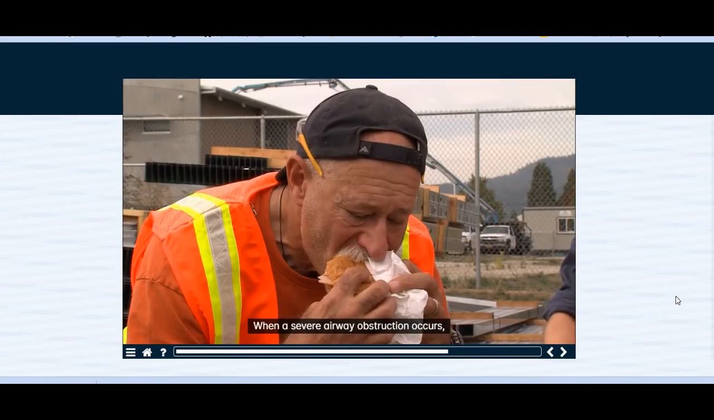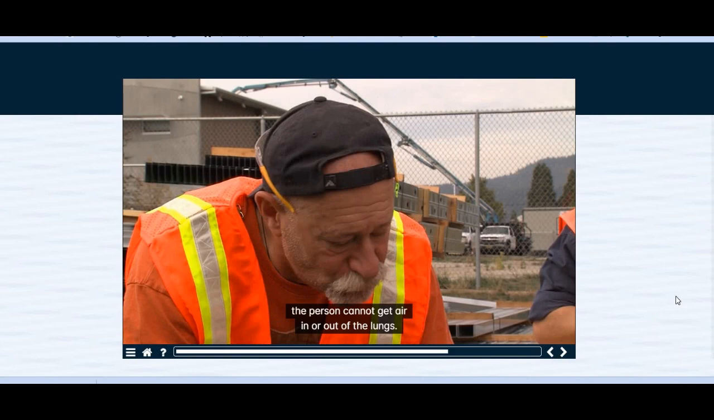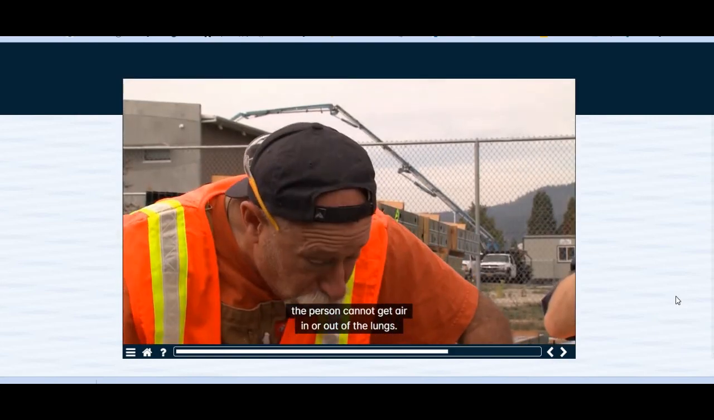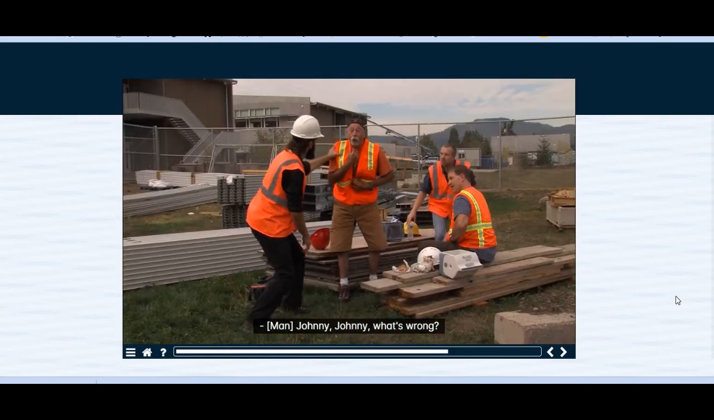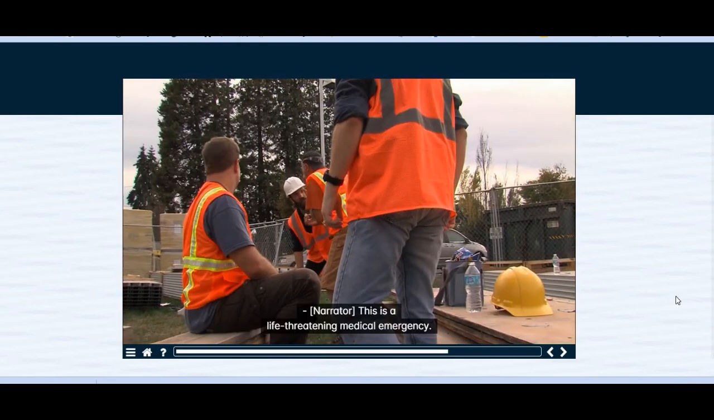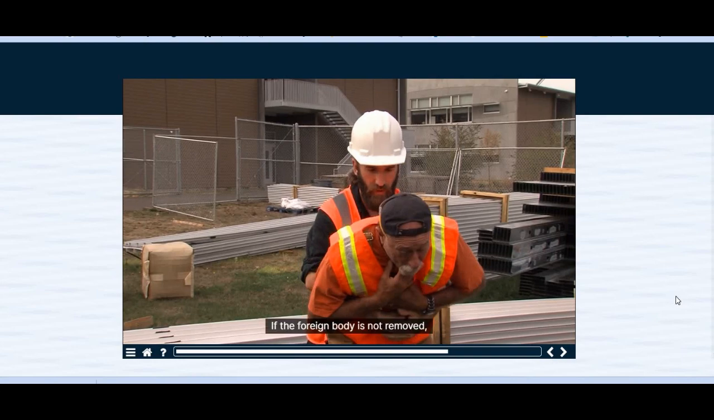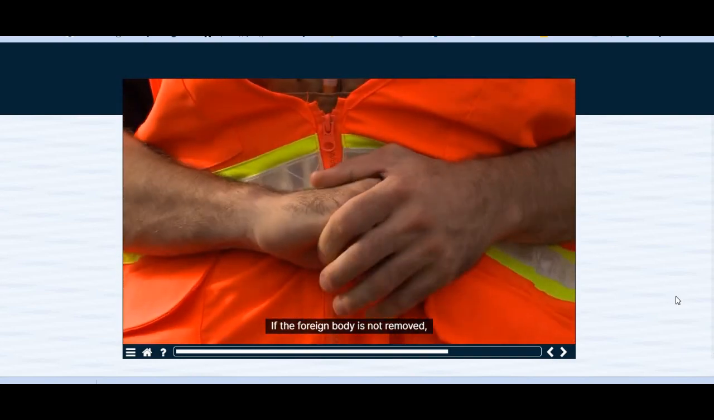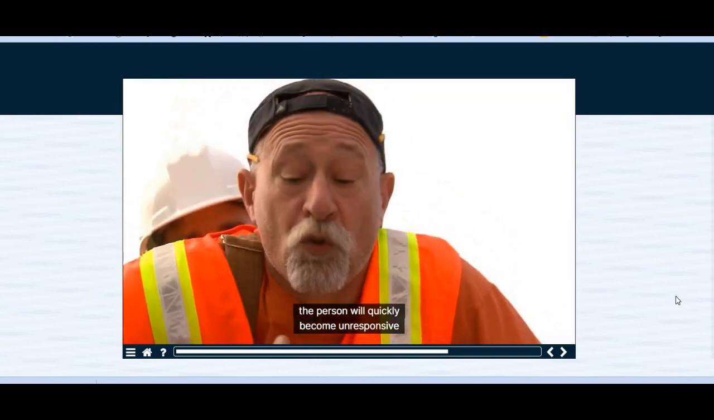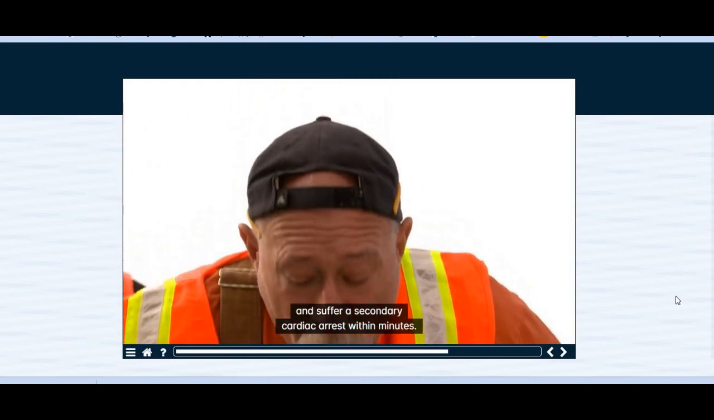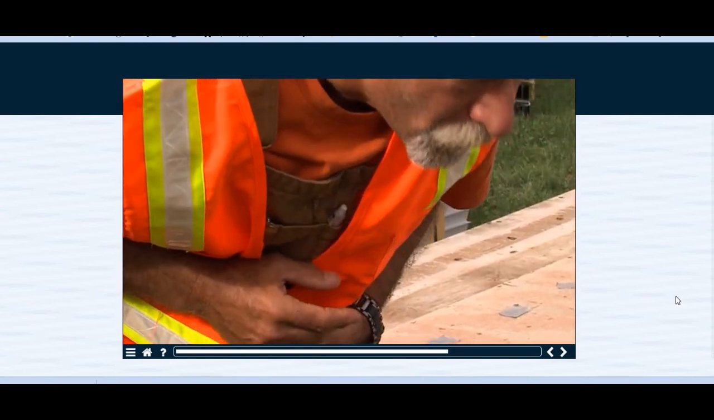When a severe airway obstruction occurs, the person cannot get air in or out of the lungs. Johnny, what's wrong? Are you choking? This is a life-threatening medical emergency. If the foreign body is not removed, the person will quickly become unresponsive and suffer a secondary cardiac arrest within minutes.